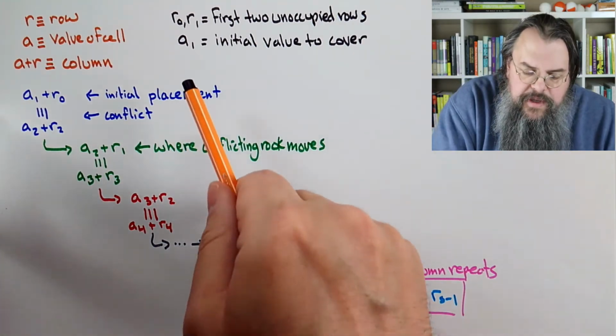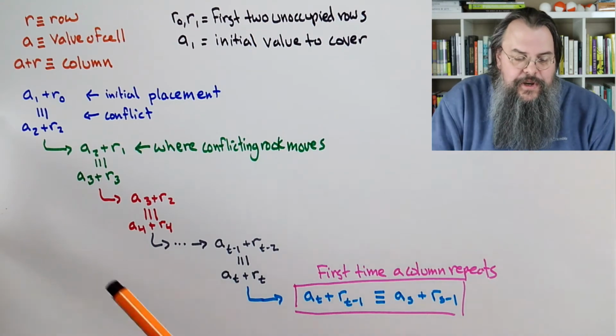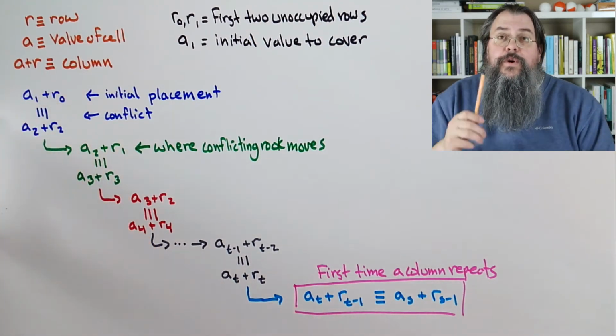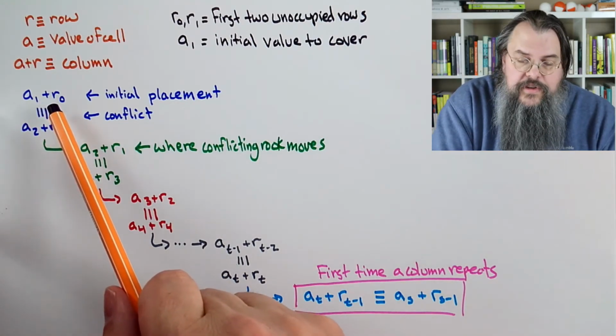Well, that's going to be A1. All right, so the process begins. We say, great. We put the rook down, and we say, where is it? Which column is it in? Well, it's in A1 plus R0.